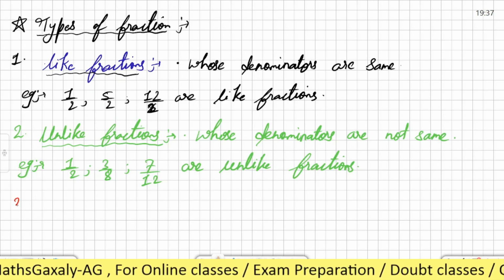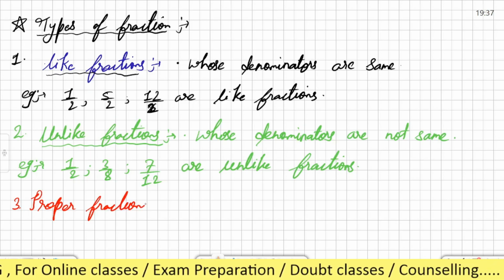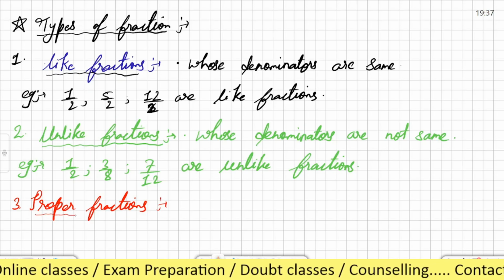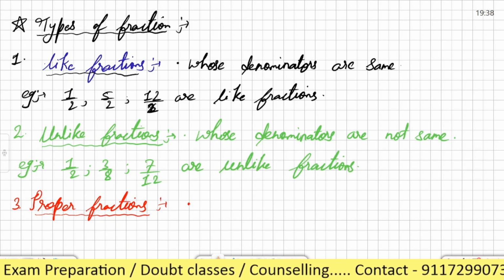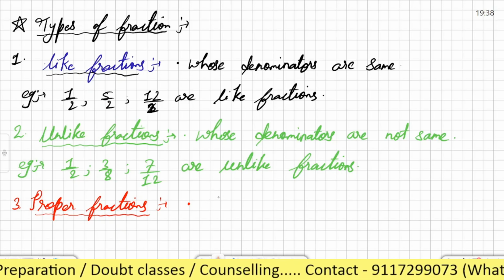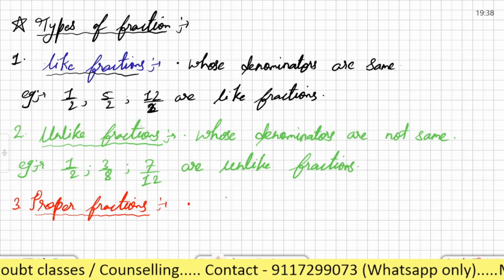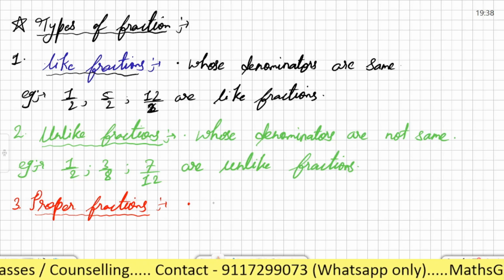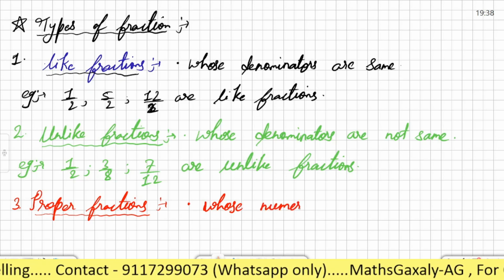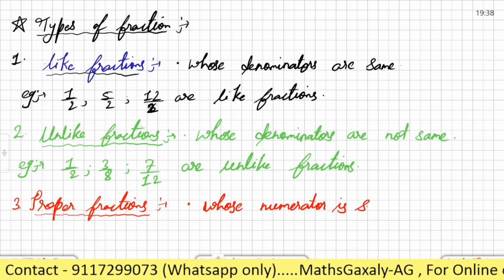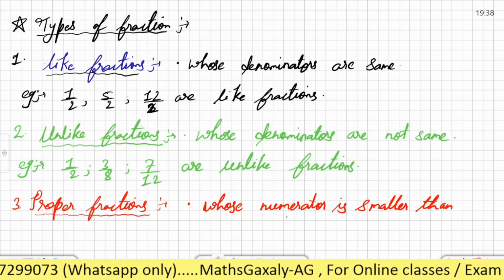Similarly, the third is proper fraction. So what are proper fractions? Proper fractions are the fractions in which the numerator is lower than the denominator. It doesn't depend on a set or group. We can say that any fraction whose numerator is smaller than the denominator is a proper fraction.